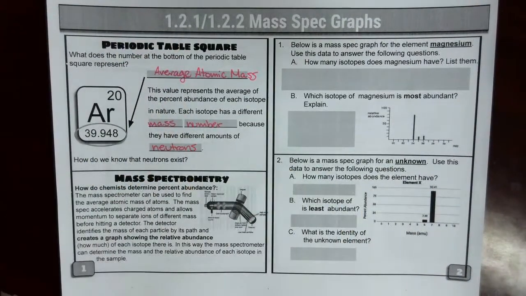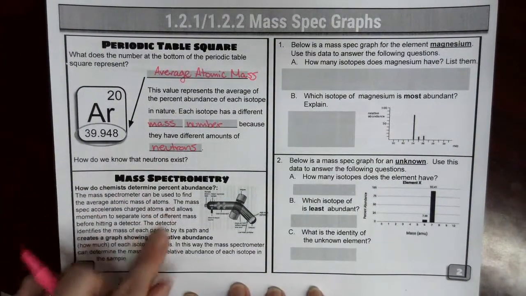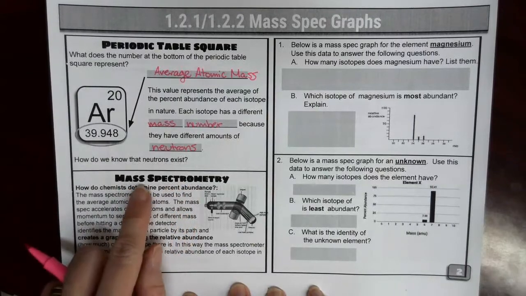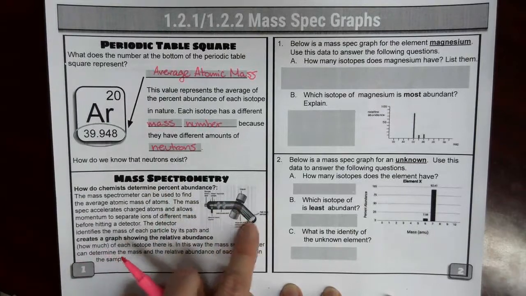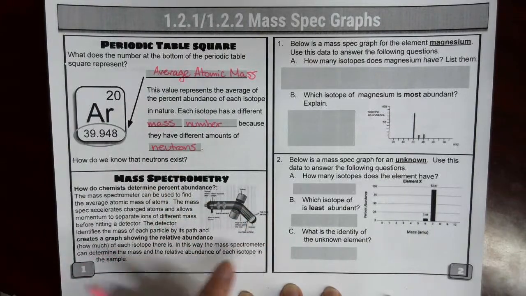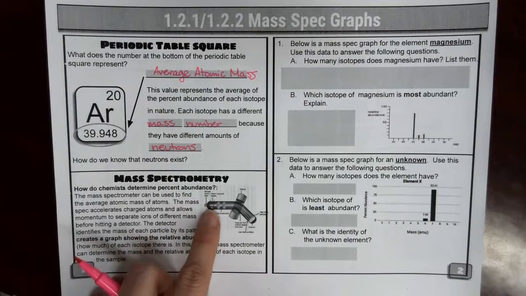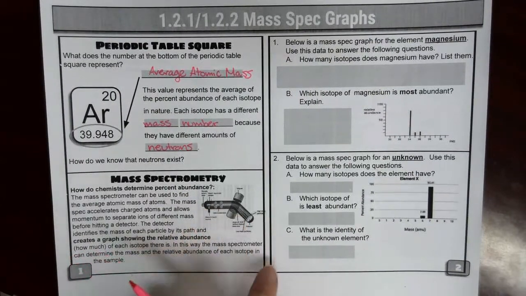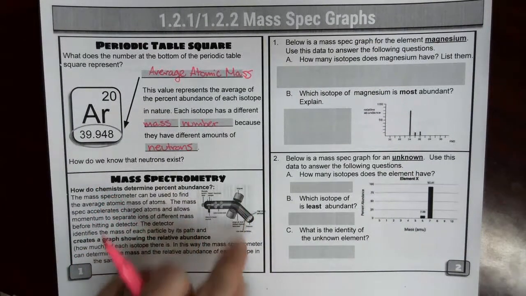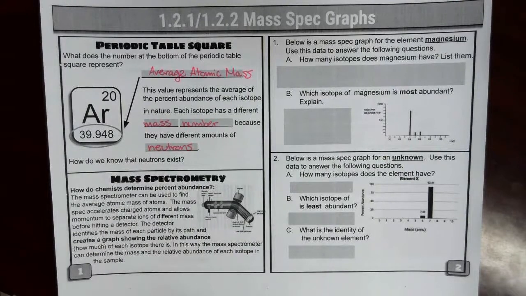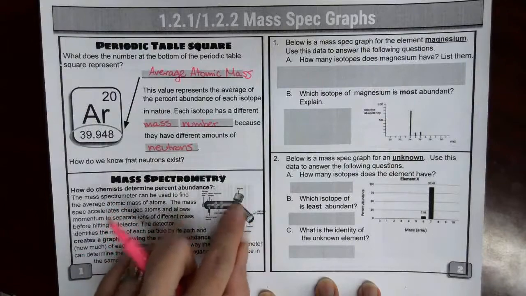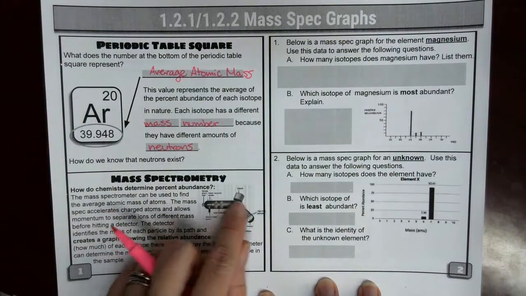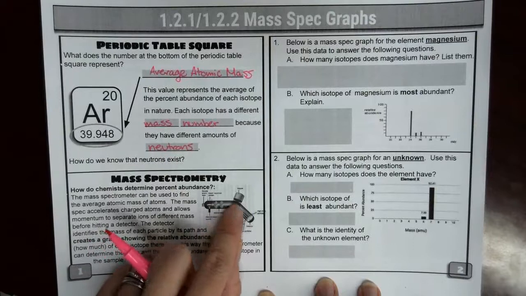So how do we know that neutrons even exist? How do we know that there are different isotopes? We know that because we use this device here called a mass spec, or mass spectrometer. Basically this is a tube that shoots atoms at really high velocities through a magnet. That's the thing going across here. As they move through this magnetic field, the heavier atoms are going to curve less, and the lighter atoms are going to curve more.